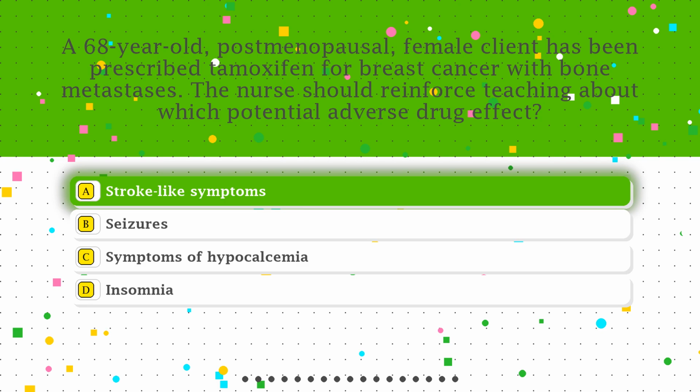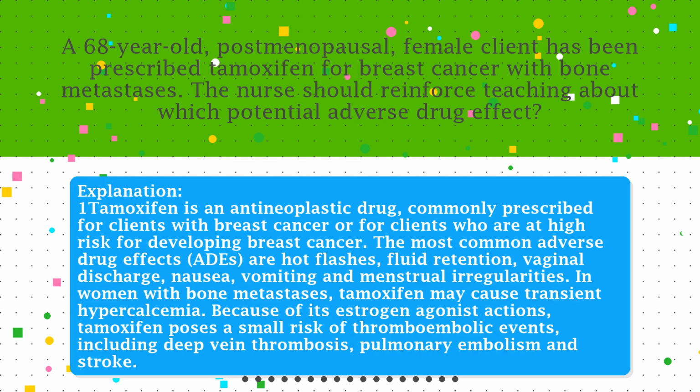The correct answer is option A. Stroke-like symptoms. Tamoxifen is an anti-neoplastic drug, commonly prescribed for clients with breast cancer or for clients who are at high risk for developing breast cancer.